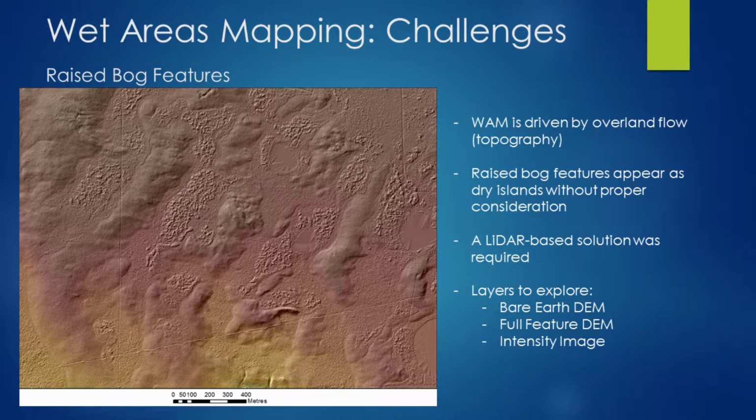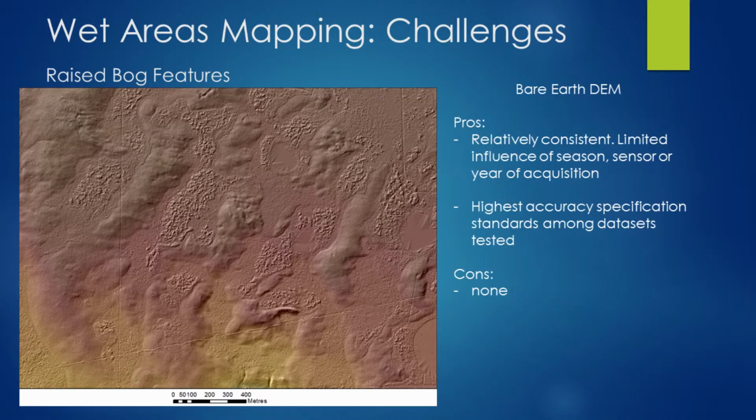So we started to look at a few different LiDAR-based data layers. We had to look at the bare earth DEM, the full feature DEM, as well as the intensity information, which is basically a measure of the amount of energy returned based off of the absorption characteristics of the target. So the energy returned back to the sensor for each of those objects. We'll now talk a little bit about the pros and cons of each of these data layers and some of the trials and tribulations that we went through to get where we are now.